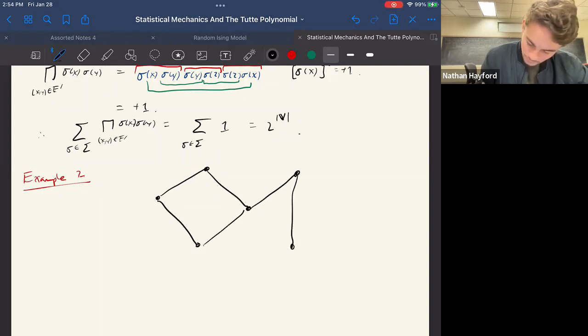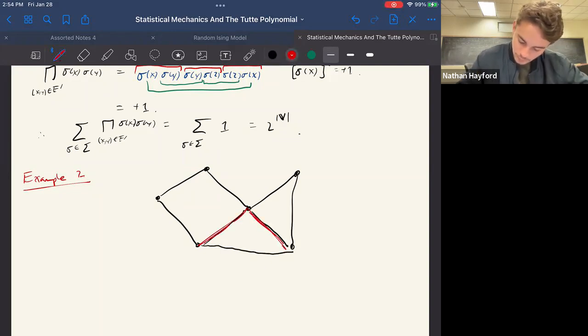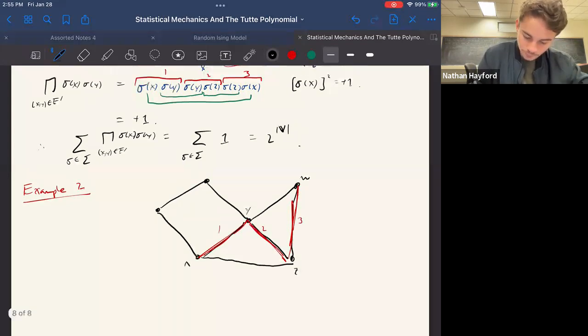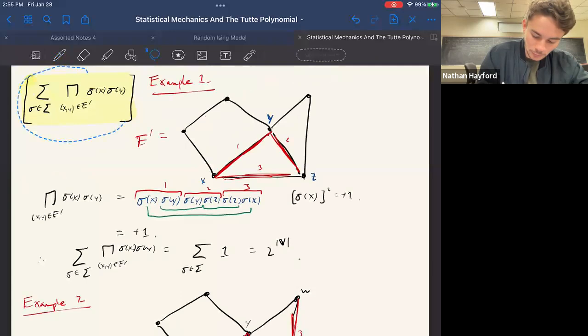Looks like a fish, and then it has this thing and this thing. So I'm going to label the edges again. The edge subset I'm going to pick this time is going to be this edge, and this edge. I'm going to label them 1, 2, 3, and I'll label the vertices x, y, z, w. So let me just copy this down so we know what we're computing.